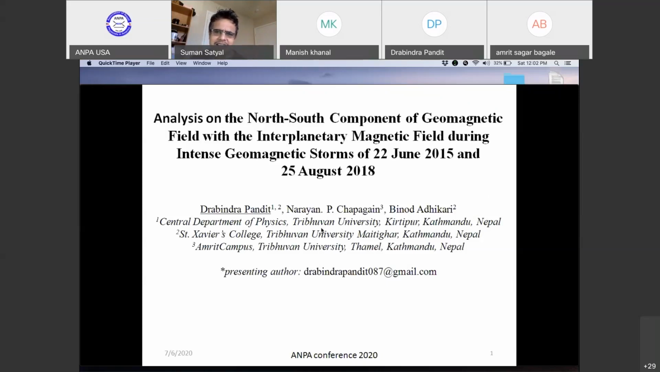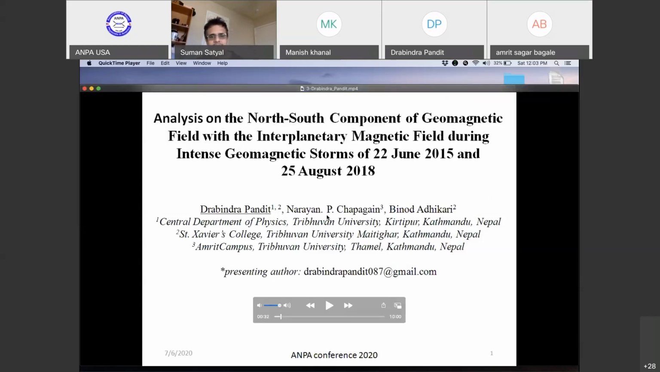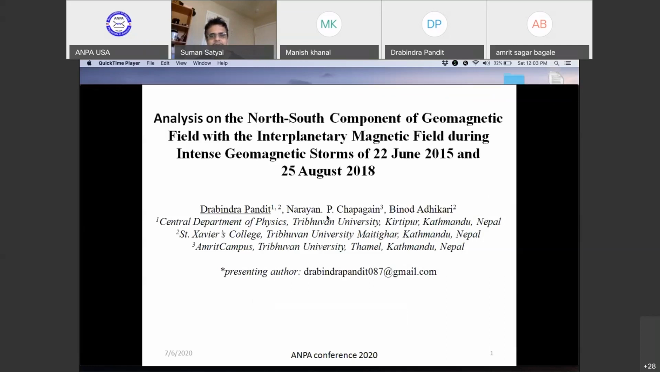When was the most recent geomagnetic storm? The recent one was on 25 August 2018, or maybe after that? No, there are so many geomagnetic storms, but we have studied the intense geomagnetic storms. Some of them are very weak, some are intermediate storms, some are very severe storms. So we studied only these two storms. The nature of the storm depends upon the phase of the solar cycle, whether the sun is in the maximum phase, minimum phase, or another phase. It has four phases. If the sun is at the maximum phase, then the most intense geomagnetic storms are emitted. When it is in the minimum phase, minimum intensity geomagnetic storms occur on the Earth's surface.